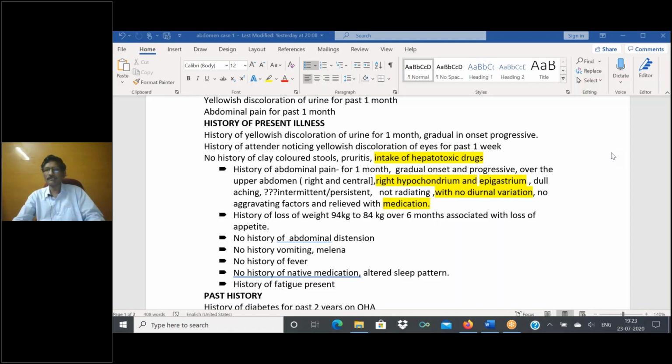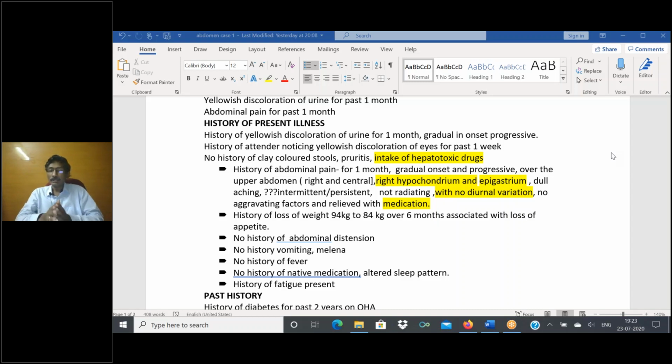So acute is the priority. See, chronic hepatitis, most of the time it presents without fever. Unresolving acute hepatitis can present with a duration of four weeks. Okay. Altered sleep pattern.